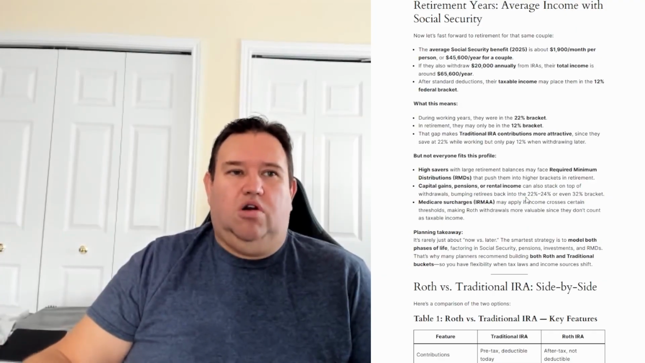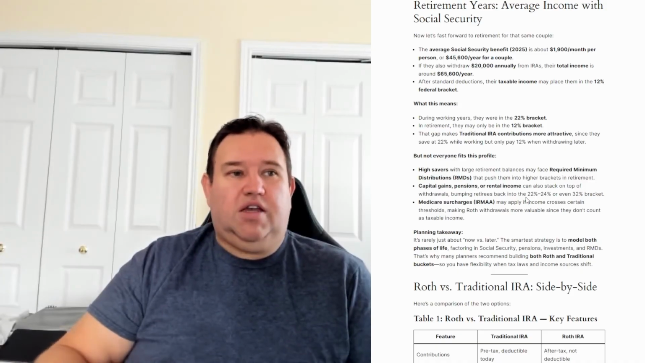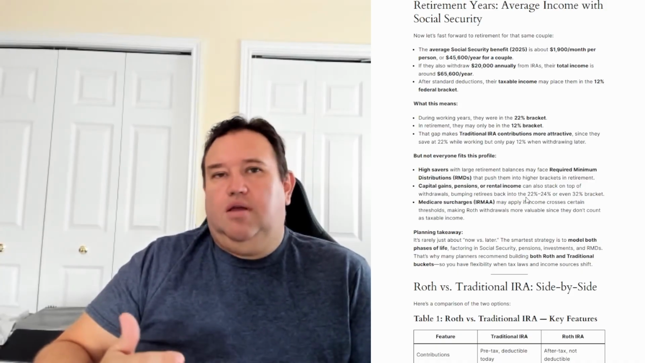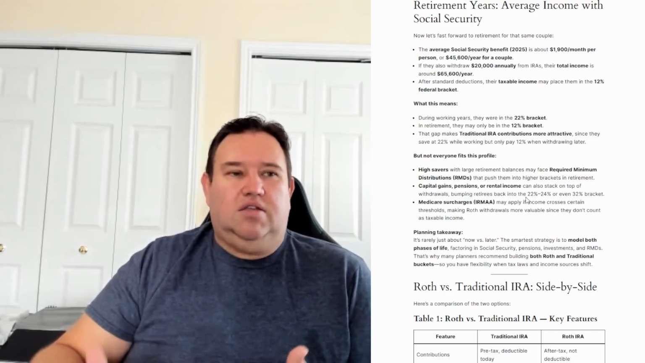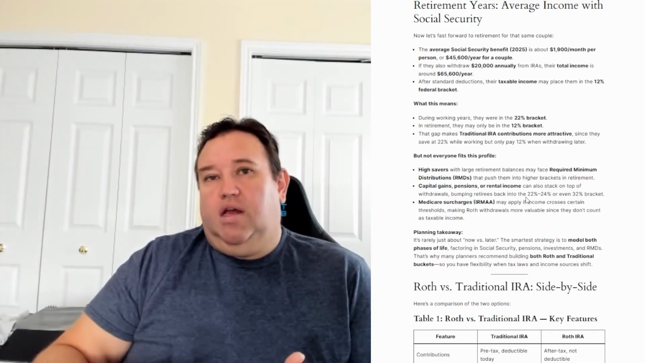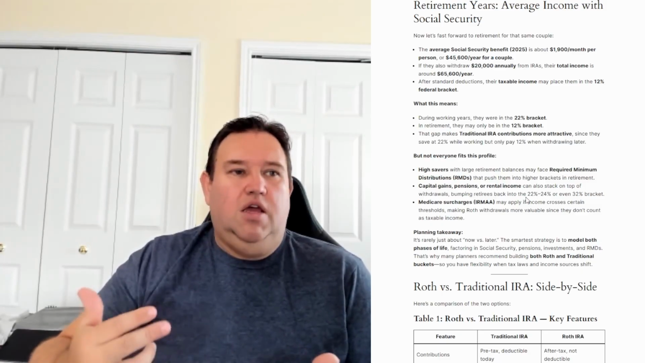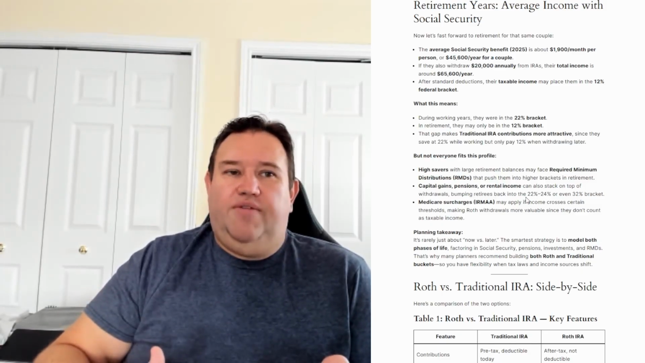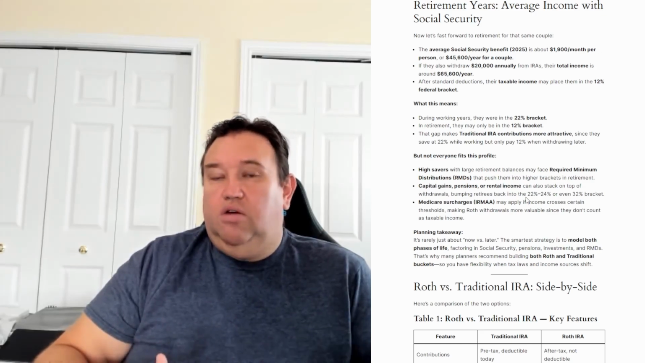High savers with larger retirement balances may have larger required distributions that push them into a higher tax bracket. Capital gains, a pension, or rental income can also stack on top of those draws, bumping retirees back into a higher income tax bracket of 22, 24, or 32%. Medicare surcharges may apply if income crosses thresholds, making Roth withdrawals more valuable since they don't count as taxable income.